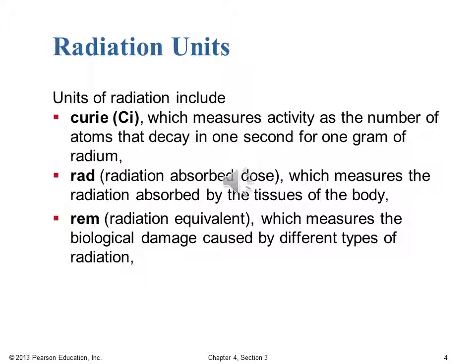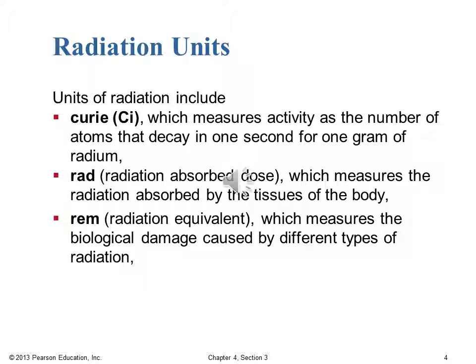So units of radiation include the Curie, obviously named after Madame Curie, one of our most famous female scientists, and we're happy to claim her as a chemist. She and her husband obviously did a lot of the seminal work on radioactivity. The Curie measures activity as the number of atoms that decay in 1 second for 1 gram of radium, the element that they spent their time on, and she did much more work than her husband Pierre when he was killed in a wagon accident.